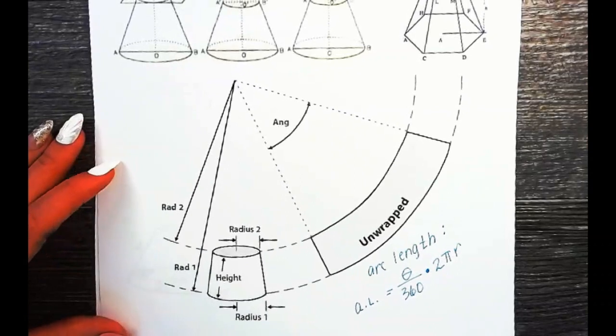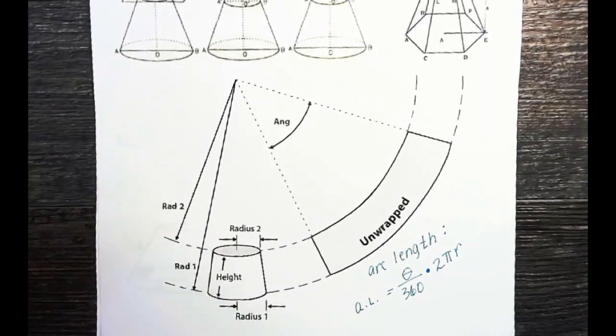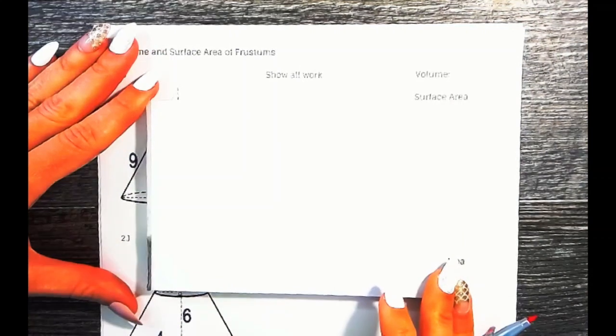So I have a few examples of the volume and surface area of conical frustums, and I'm going to do a couple of them with you right now so we can really derive a formula together. Now, if you were to look up the volume and surface area formulas for a frustum, you would see the following formulas. Let's start with the surface area.